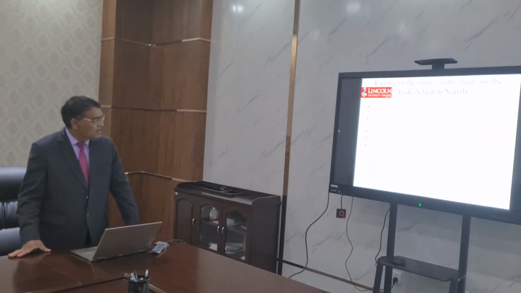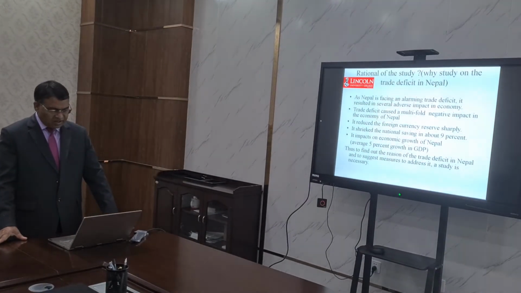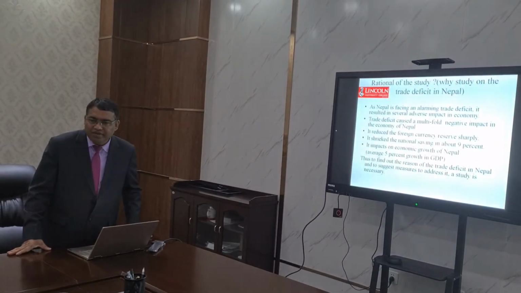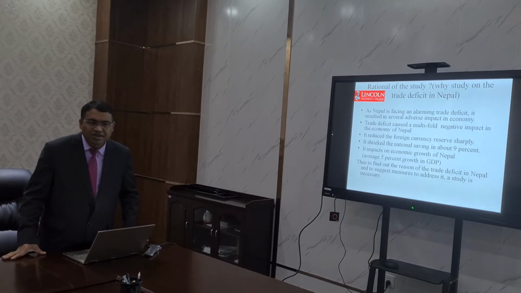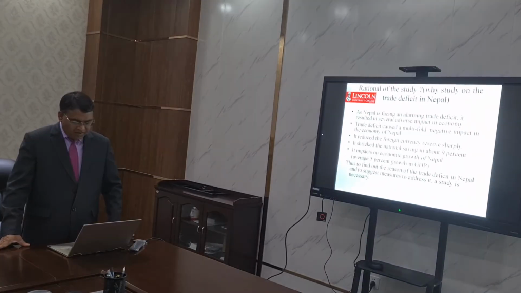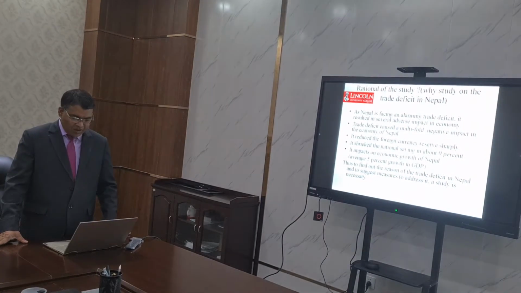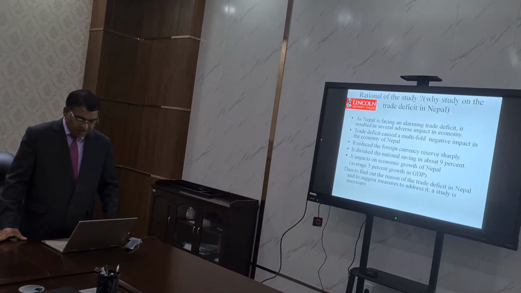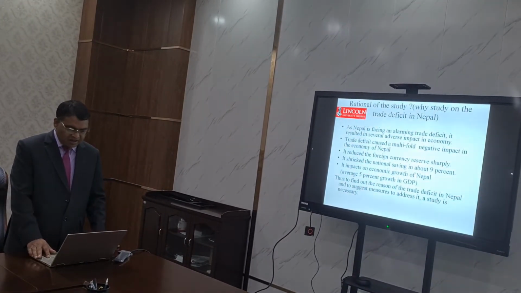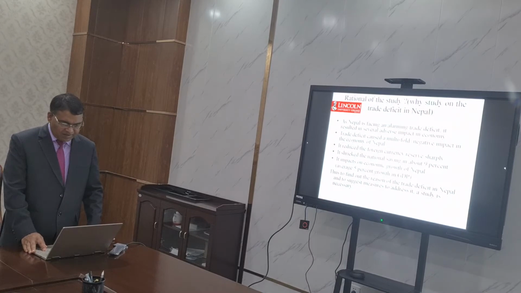The average GDP growth in Nepal is 5% since 2010, and there were some challenging years like 2015, when there was the earthquake, and 2016, when there was disturbance in trade. This year the trade deficit was high, and the GDP was even negative. Thus, it is necessary to find out the reasons for the trade deficit in Nepal and suggest measures to address these. A study is necessary. That is why I chose this topic for my study, trade deficit in Nepal.